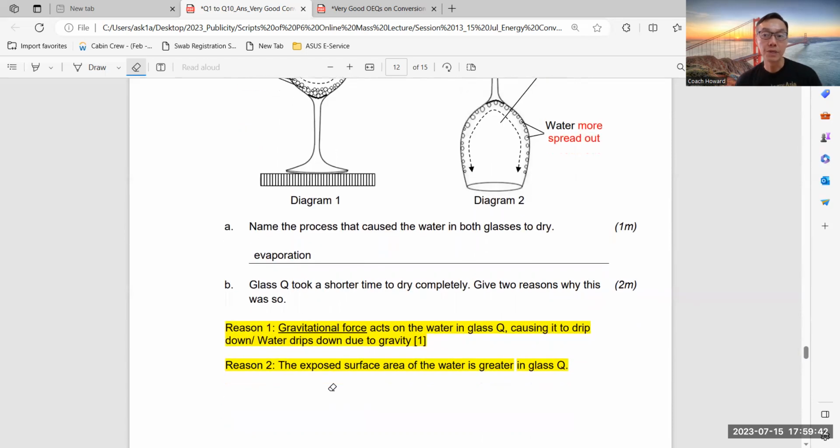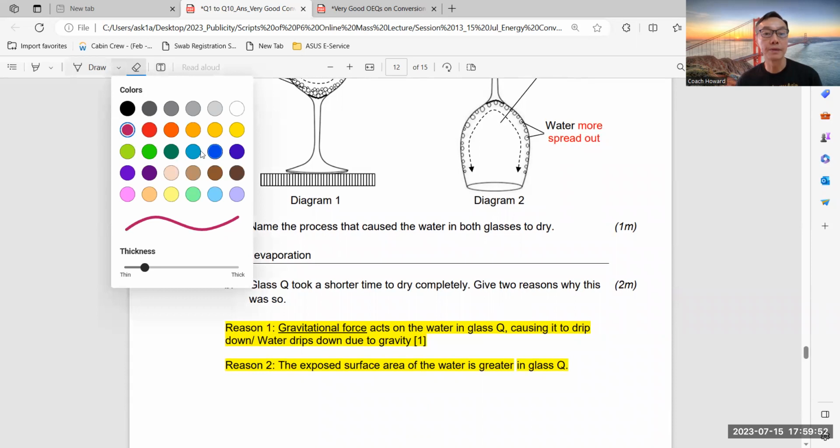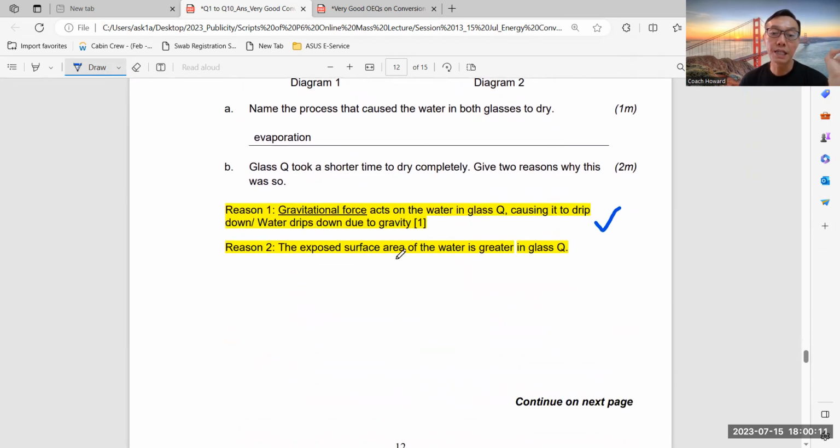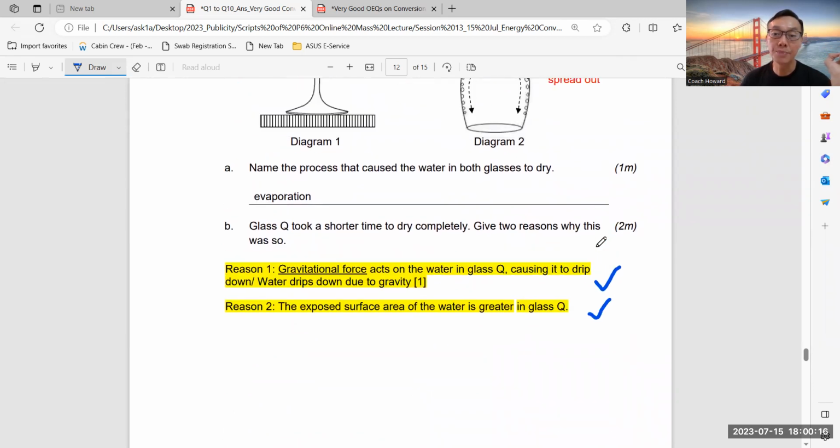Number 1, because it's upside down, the gravitational force of the earth will pull the water droplets downwards. So you must mention this part. The gravitational force acts on the water in glass Q, causing it to drip downwards, or the water drips down due to gravity. Second reason, because they are spread out more. So you say the exposed surface area of water is greater in glass Q than in glass P.